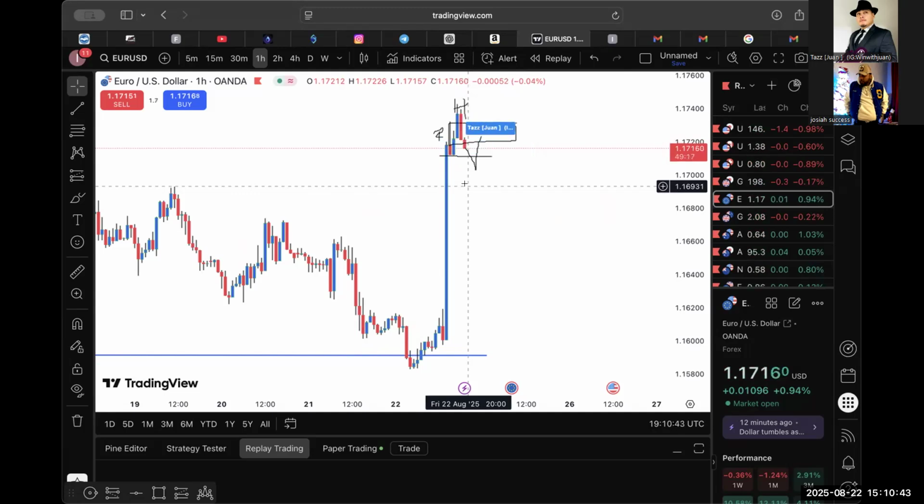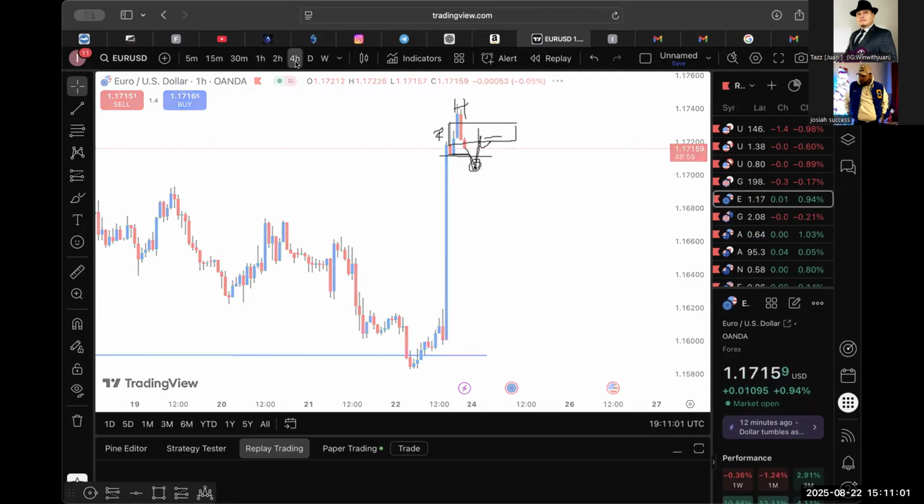So you got the right shoulder, head. This broke the low. So that's confirmation that now it's a valid head and shoulder. Now we're waiting for the left. So anywhere around this zone, you will have a sell. You feel me? On the 1 hour time frame. But if you go out to the 4 hour time frame, now go to the 4 hour.